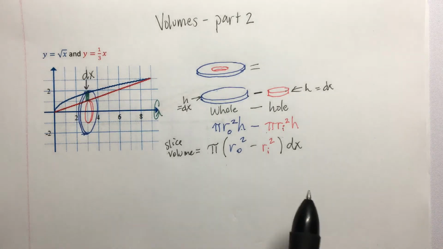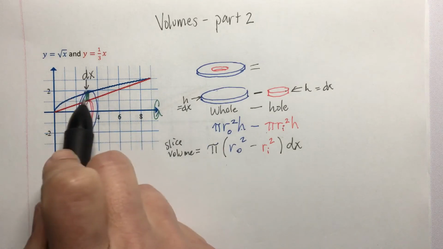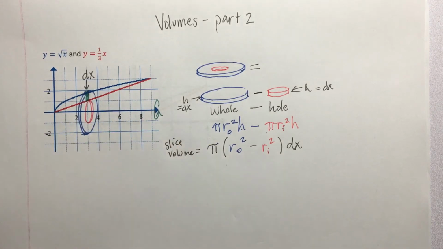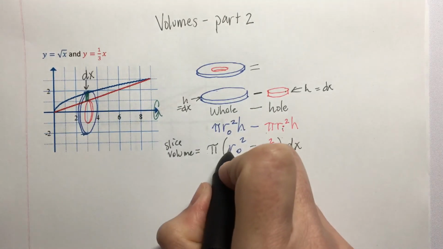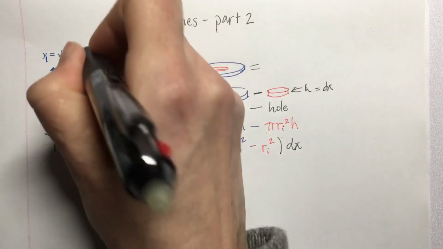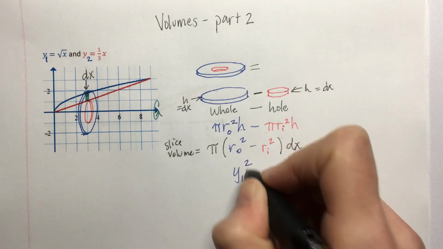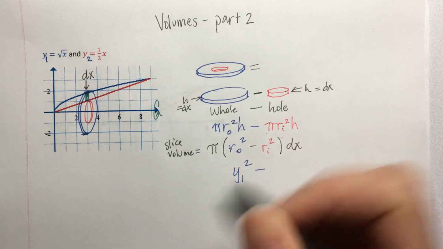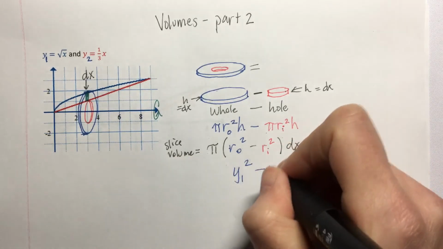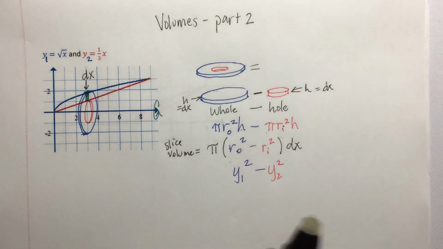So setting ourselves up, my outer radius is this blue guy, the square root graph. Sometimes we refer to them like, we'll just say, let this be y1 and this be y2. And so this is y1 that's getting squared, and then minus the y2 getting squared. Some people like to do it this way.